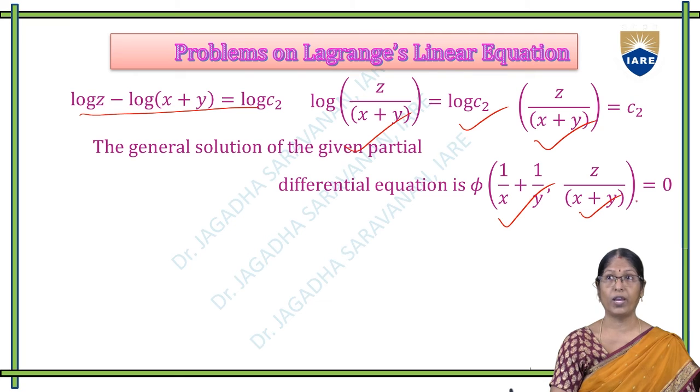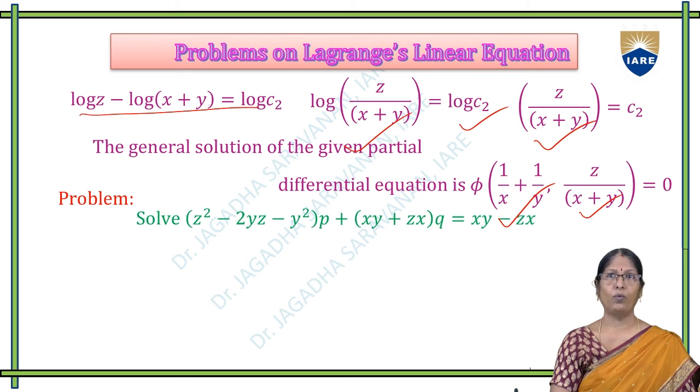Just now we obtained c2 equal to z by x plus y. So the general solution is phi of (1 by x plus 1 by y, comma, z by x plus y), which is equal to 0. Now we will move to the next problem, that is, solve.